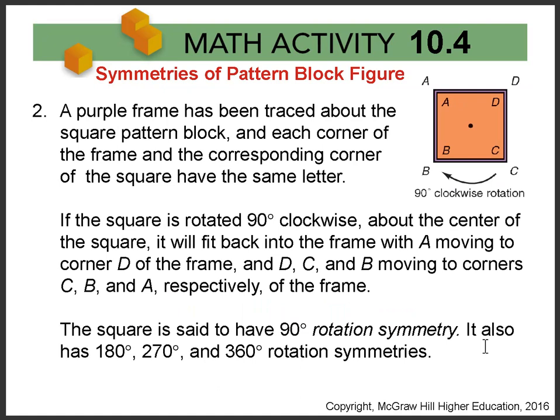In question 2, we move to the idea of rotation. In this square, the dead center is marked with a dot. This is the center of rotation. If I hold a pencil here and turn the square to the right clockwise 90 degrees or 180 degrees or 270 degrees or 360 degrees, it will always come back into the square position marked by this frame around it. Therefore, the square has 90 degree, 180 degree, 270 degree, and 360 degree rotational symmetries.